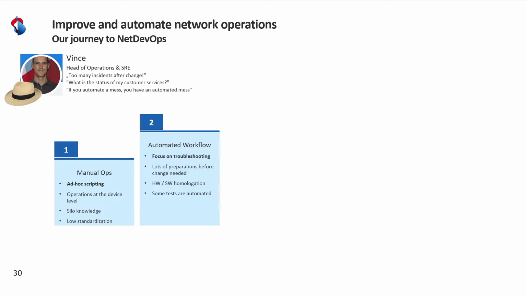So next up is, say, an automated workflow, where the focus is still on troubleshooting. We do prepare the changes well in advance, try to think of all the different outcomes that it may have, but in the end, if it doesn't work, then we'll have to troubleshoot after the change. Yes, we do a bit of hardware and software homologation. We do have a bit of tests that are automated, but in general, it's troubleshooting after the change.